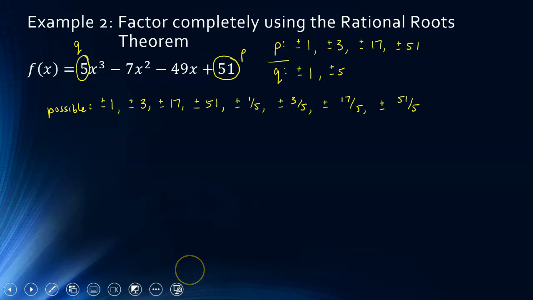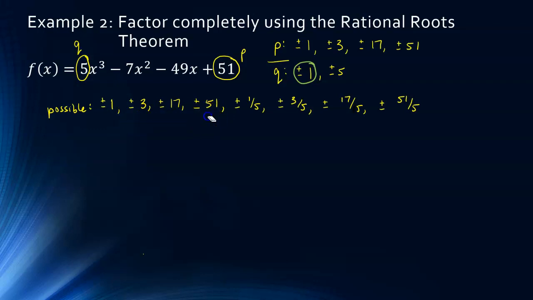I like to start with having the 1 in the denominator. So I'm going to have each of those, 1, 3, 17, and 51, all being in the numerator and 1 in the denominator. So we would start with these: plus or minus 1, 3, 17, and 51.